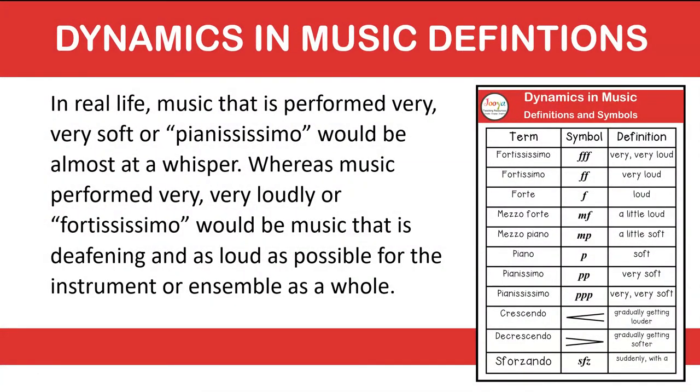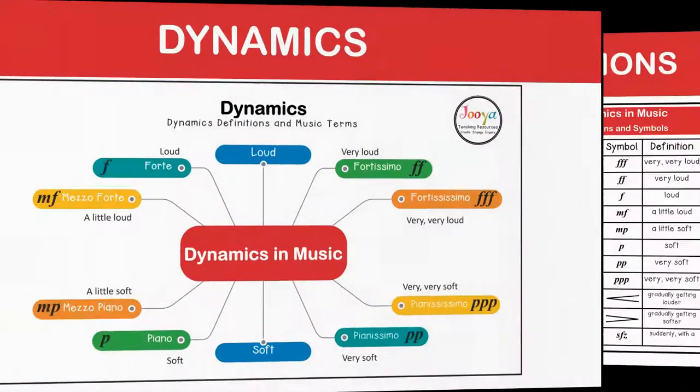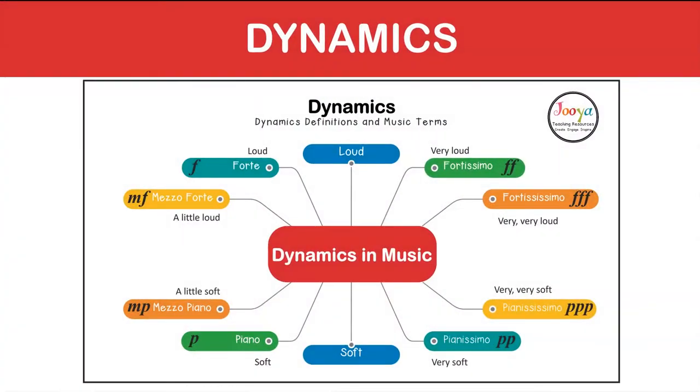In real life, music that is performed very, very softly, or pianissimo, would be almost a whisper, whereas music performed very, very loudly, or fortissimo, would be deafening and as loud as possible for the instrument or the ensemble as a whole. In this diagram and chart, you can see that on the top are all the dynamics terms for loud, and on the bottom are all the dynamics terms for soft.